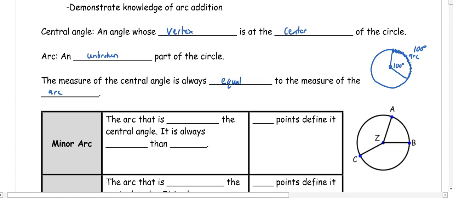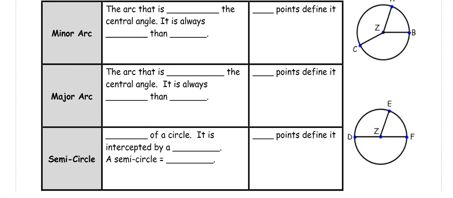So let's look at some more vocab involving arcs. There are three types of arcs. There's a minor arc, a major arc, and a semicircle. A minor arc is an arc that is inside the central angle. It is always going to be less than 180 degrees. When we name a minor arc, we're always going to use two letters.